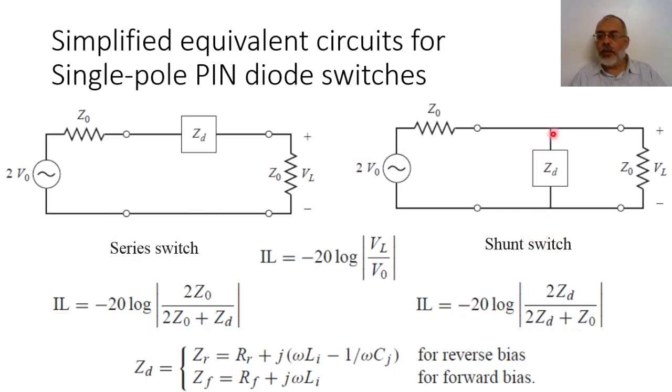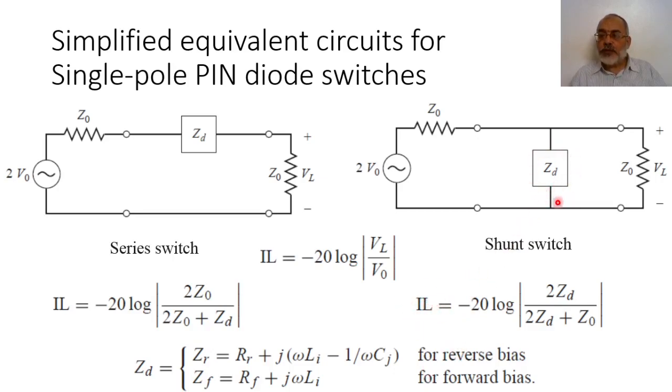For the case of the shunt diode, if the diode is forward biased, the impedance of the diode is very small, so the insertion loss would be very large, because this value is very small, so this log would be the log of a very small value, which is a negative value. A negative value multiplied by minus 20 gives a large value. So if the diode is forward biased in the shunt, it will have high insertion loss.